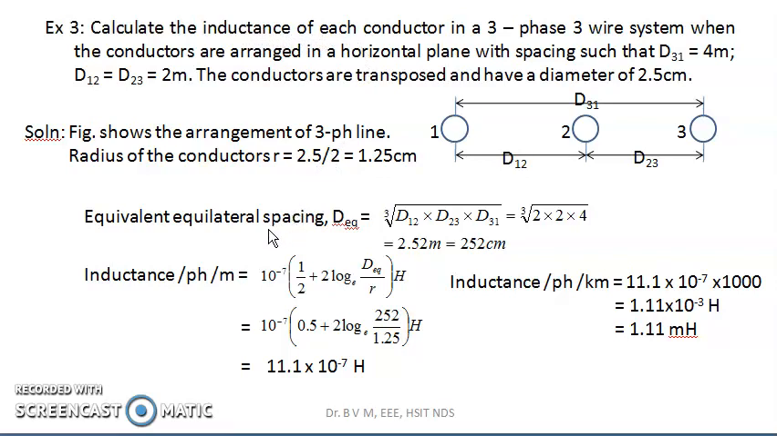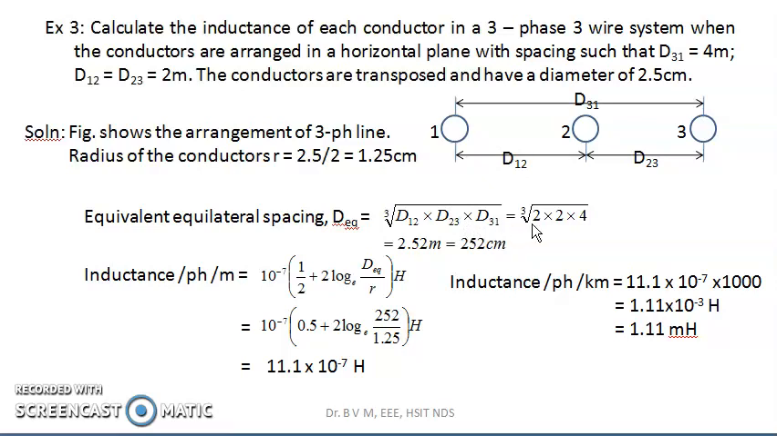So we know the formula for the inductance. Inductance per phase per meter is given by 10 raised to minus 7 into bracket 1 by 2 plus 2 natural log of D equivalent by R henries. And what is this D equivalent? This is the equilateral spacing, since all these are spaced equally. Therefore, D equivalent is given by cube root of D12 into D23 into D31.